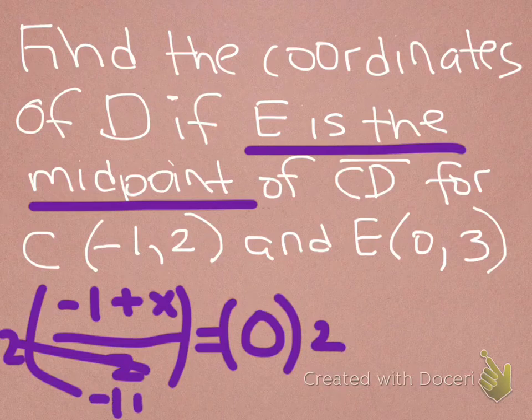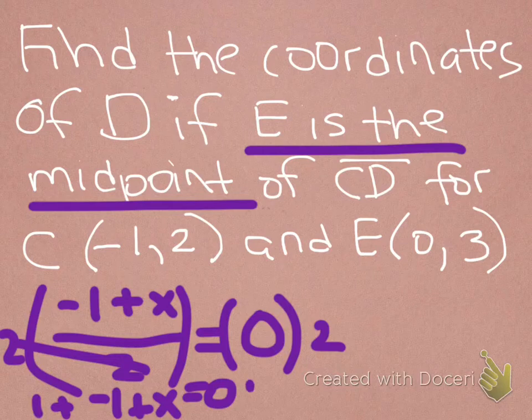And that gives us -1 plus x equals 0. And then you have to add the 1. So we're adding 1. So x would be 1.